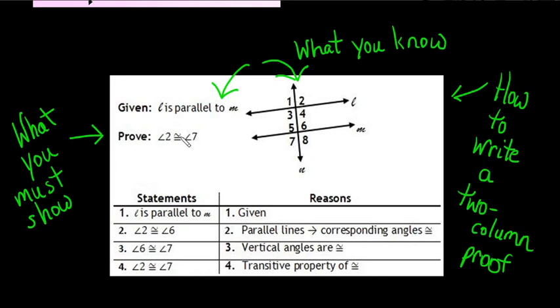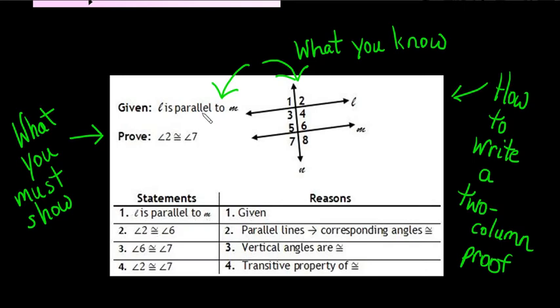So this is where the two-column proof comes into play. You'll have statements, and then you've got to give your reasons. This is your justification part. Tell me why. How do you know that this is true? So for instance, when you write this proof, line L is parallel to line M. Well, that's given to you right there.